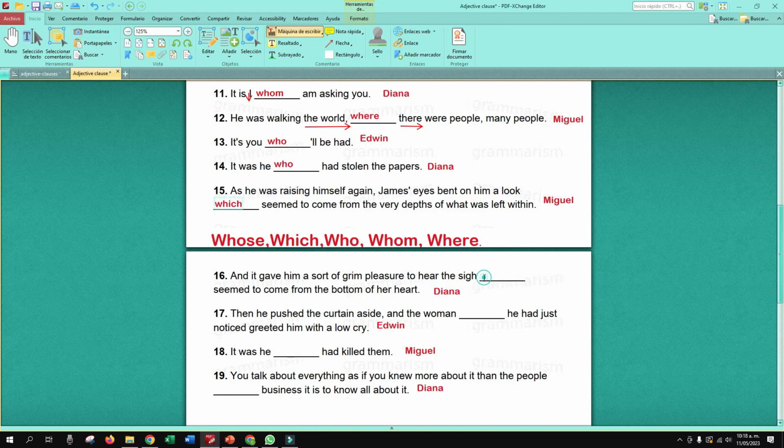And I gave him a sort of green pleasure to hear the sigh seem to come from the bottom of her heart. Okay, so which. Excellent. Which, right, seemed to come from the bottom of her heart, the sigh. Good, that's great, Diana, nice. Edwin, 17.